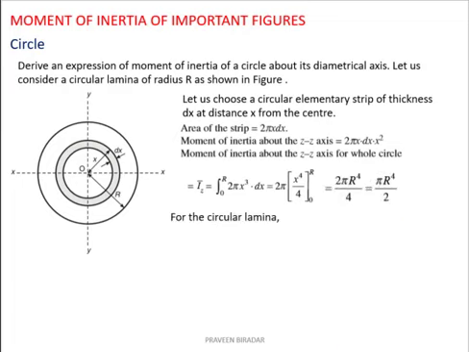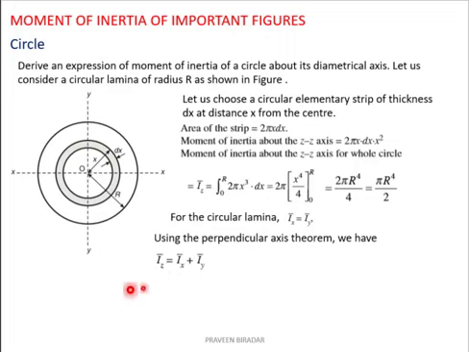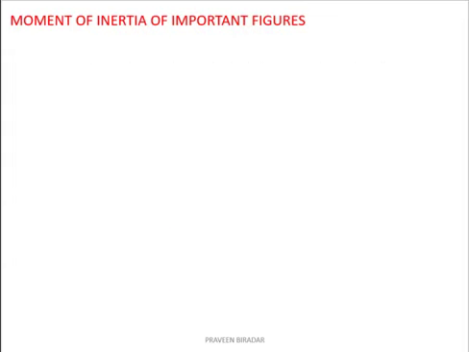So for a circular lamina, Ix equals Iy. Using the perpendicular axis theorem, we have Iz equals Ix plus Iy, but that is nothing but Iz equal to 2 times Ix. So Ix is Iz divided by 2. So from the above value, Ix equals pi r4 by 2 into 1/2, that is pi r4 by 4. This is the moment of inertia of a circle about its centroid axis, pi r4 by 4.